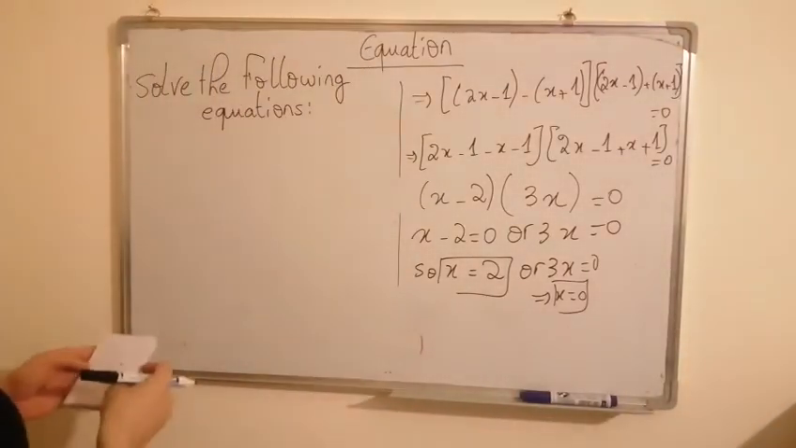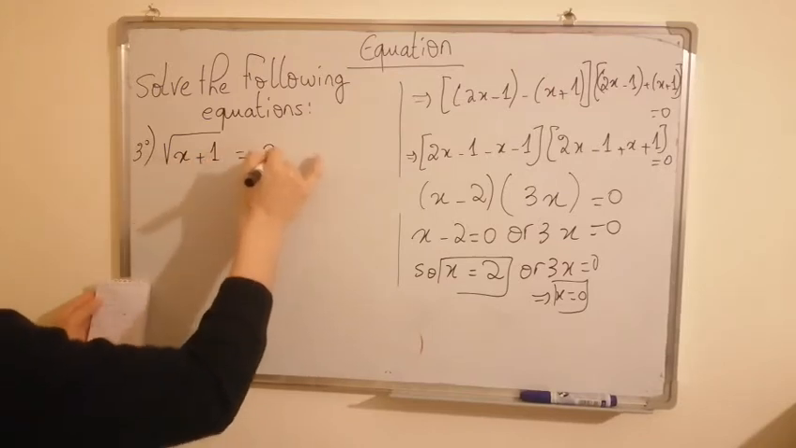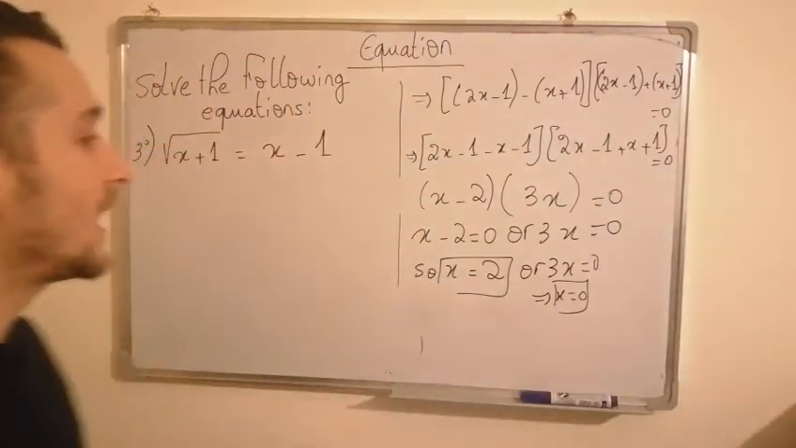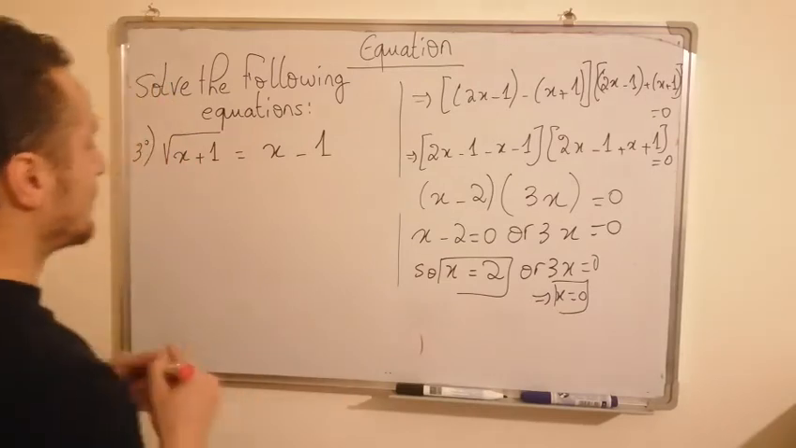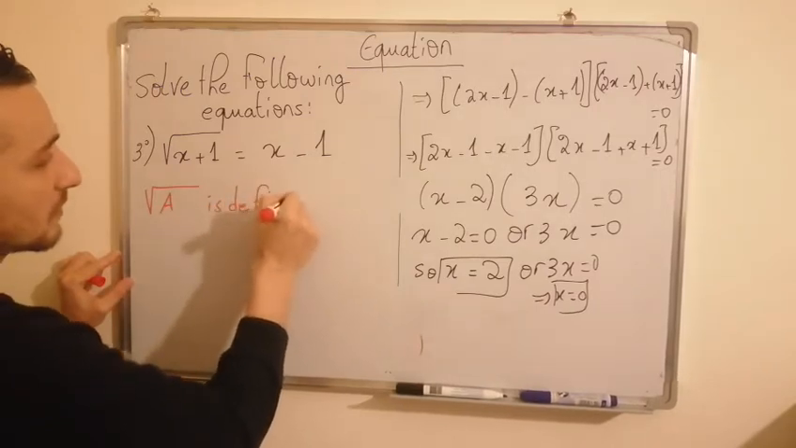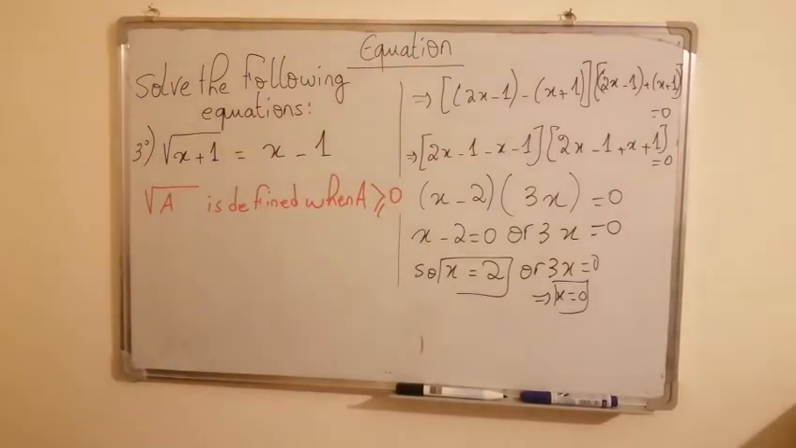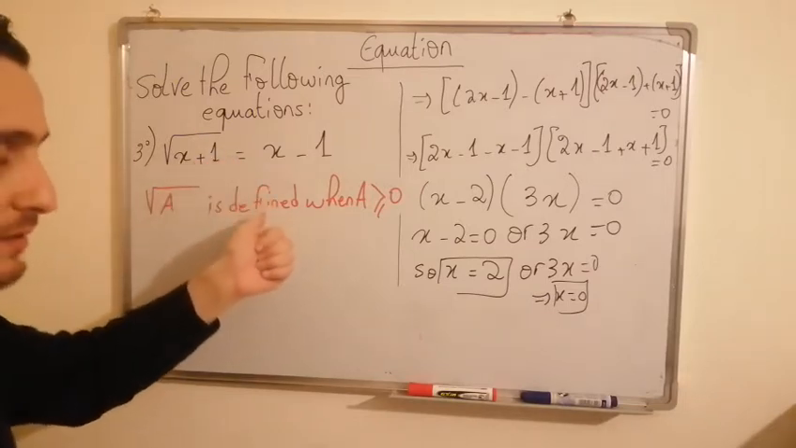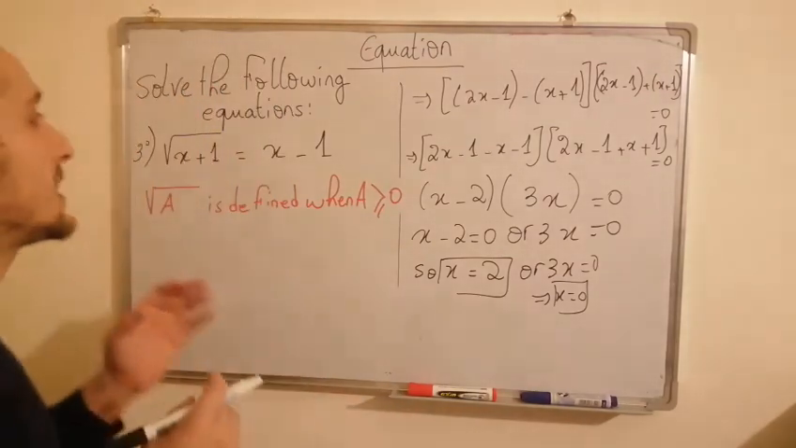okay. For the third example, solve radical x plus 1 equals x minus 1. Before solving this equation, we have to remark that it is in the form of radical. And we know that radical of A is defined when A is bigger than or equal to 0. Okay? So, first step, and before solving this equation, we have to find the domain of definition of this expression.